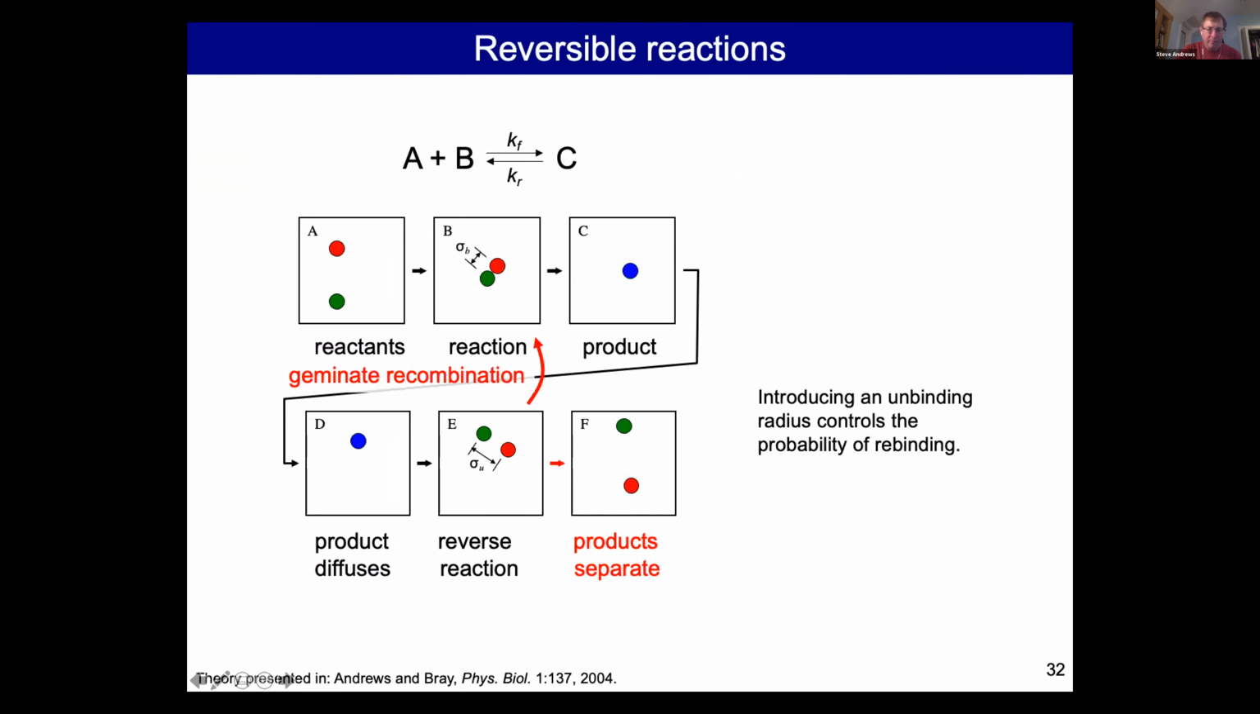If it's a reverse reaction, it gets more complicated. This product then diffuses for a while and then separates, and I add an unbinding radius here. Things don't come apart in the same location. They have some initial separation. The reason for that is because I want to control the probability of rebinding, because it can go from here back to an immediate rebinding, called a recombination, or it can go apart and separate and diffuse away separately. So this was a major focus for a long time. That was many years ago.